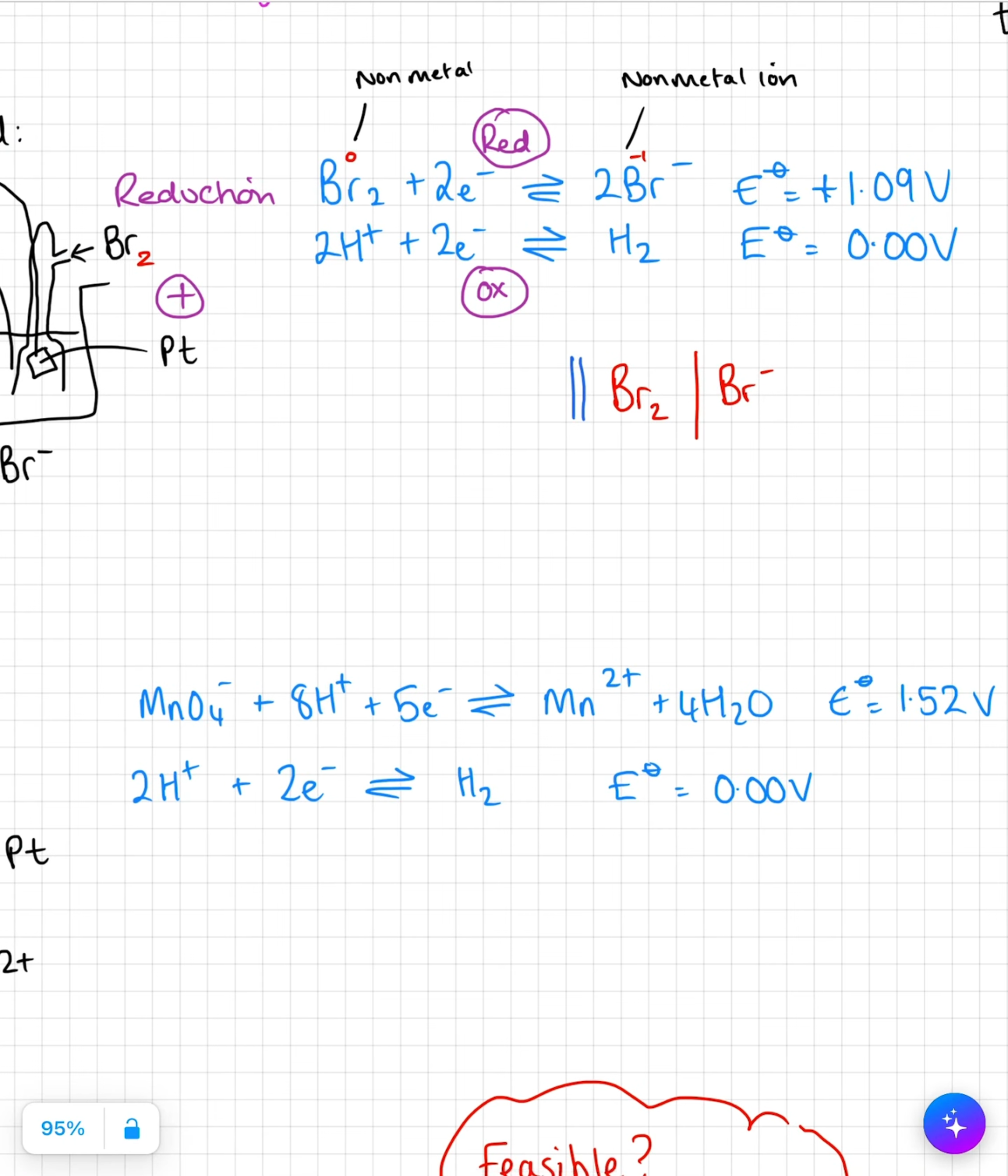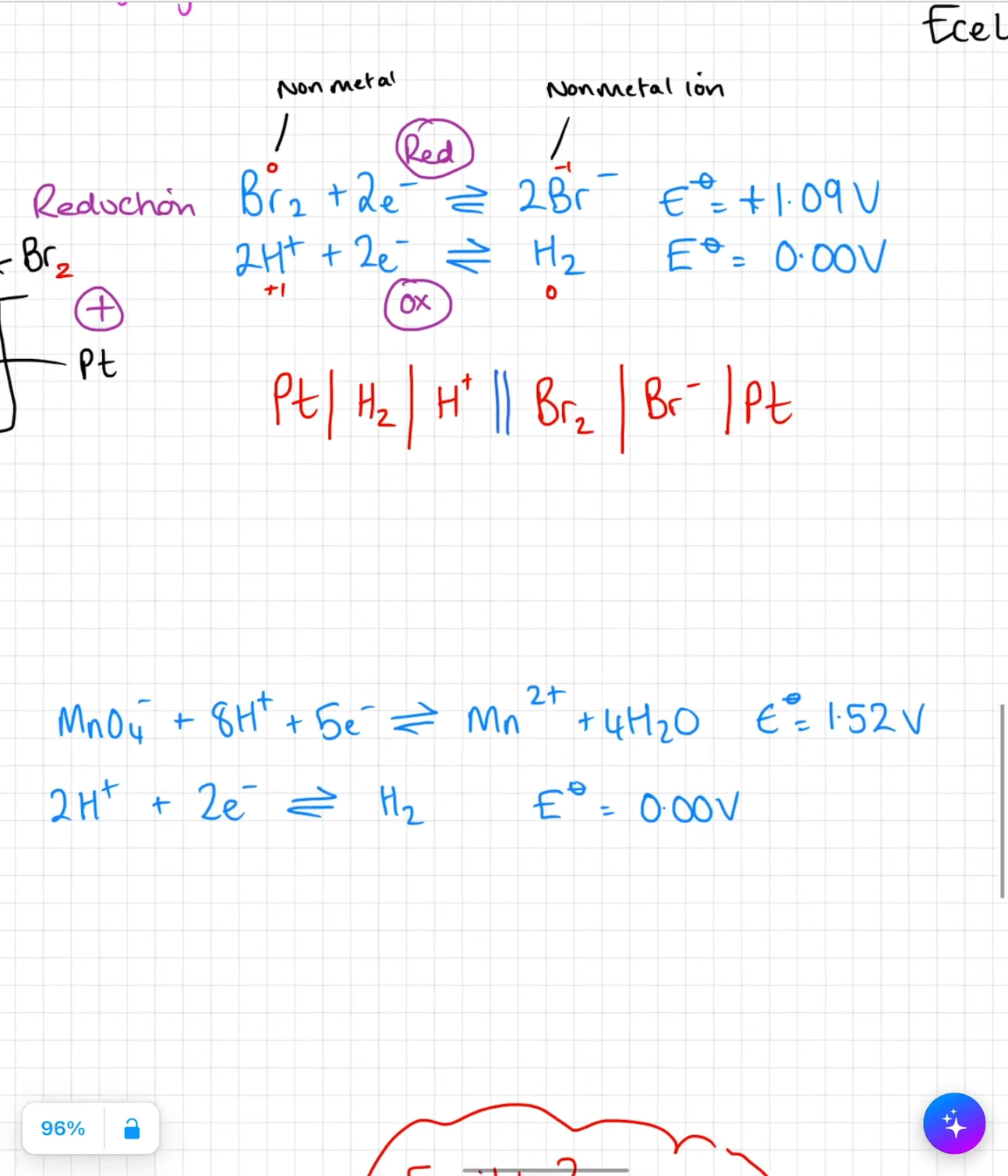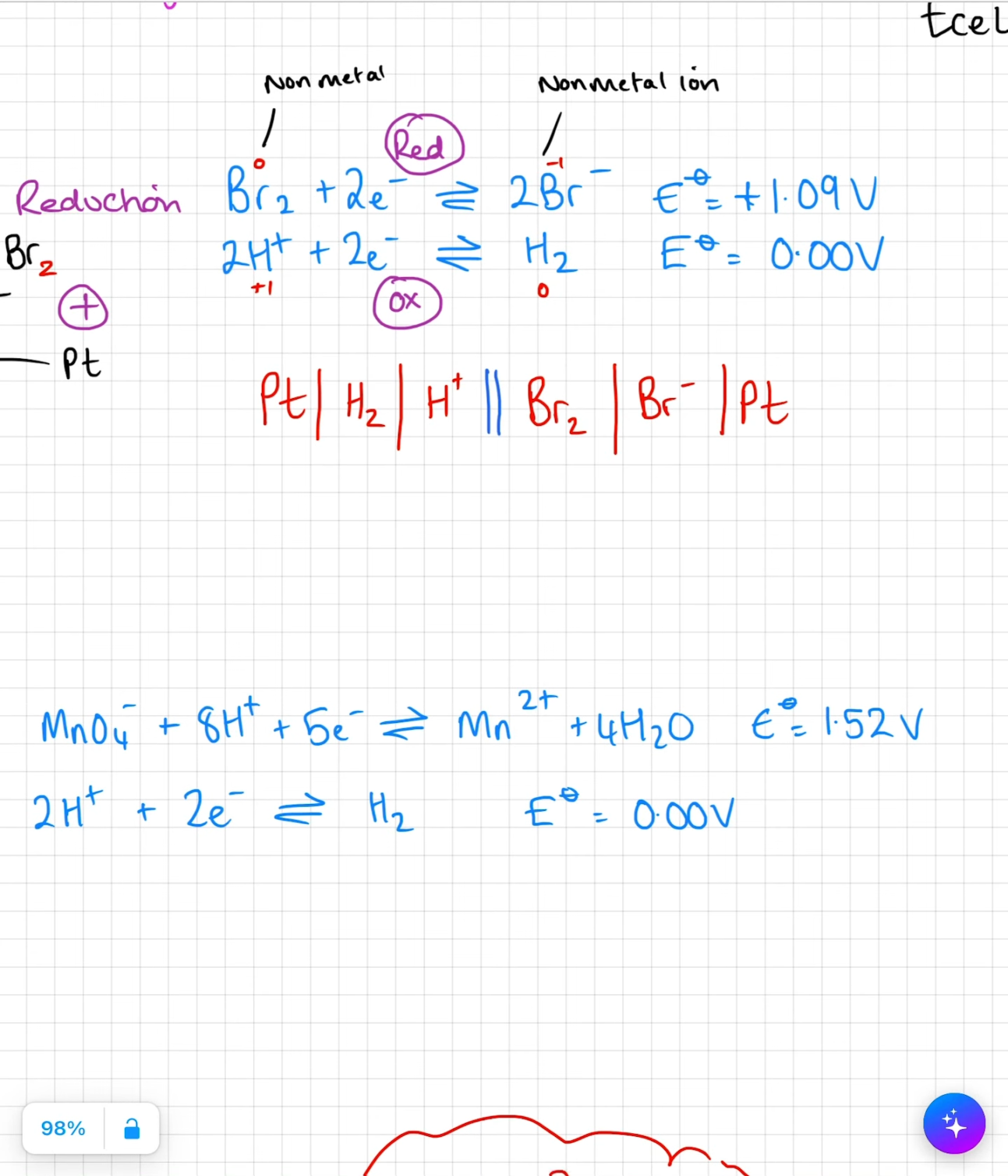On the left hand side is our oxidation reaction, of which we have a +1 oxidation number for H plus ions and oxidation number 0 for H2. So then we have our H plus, we have our H2, and because we are using a platinum electrode for both, we are going to show that we are using platinum electrodes.